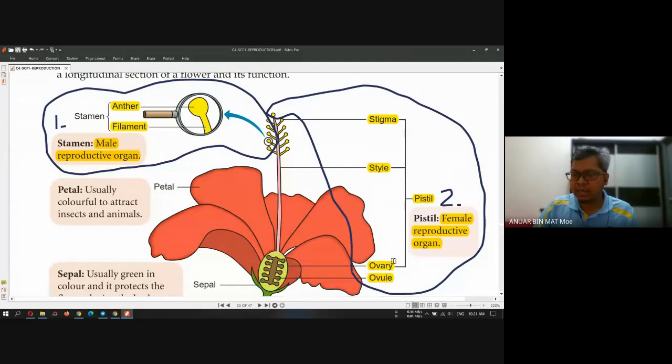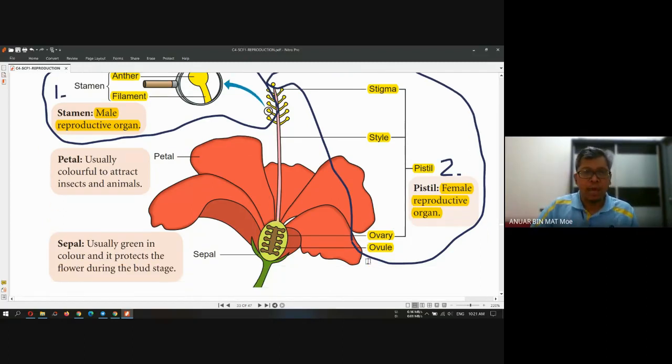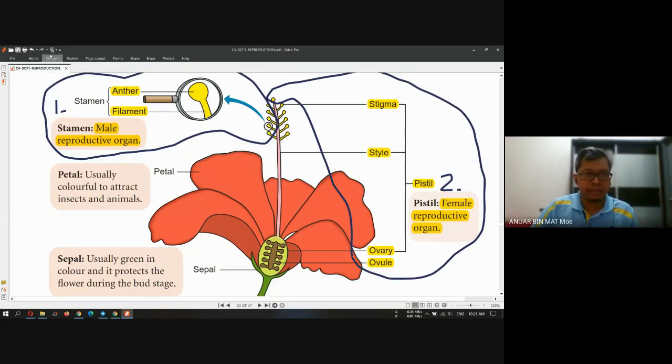We can include those under the name pistil. Yeah, pistil. Pistil consists of four parts, and stamen consists of two parts. Make sure stamen is the male reproductive organ, and pistil is the female reproductive organ. Right? So how about the other parts here?